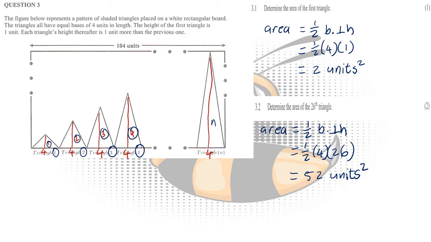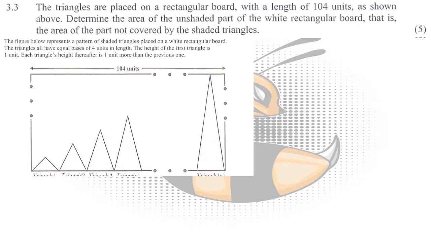Then we got a real interesting question. And in this case, they ask you, the triangles are placed on a rectangular board with a length of 104 units, as shown above in the question paper, but now it's down there, and determine the area of the unshaded part of the white rectangular board.